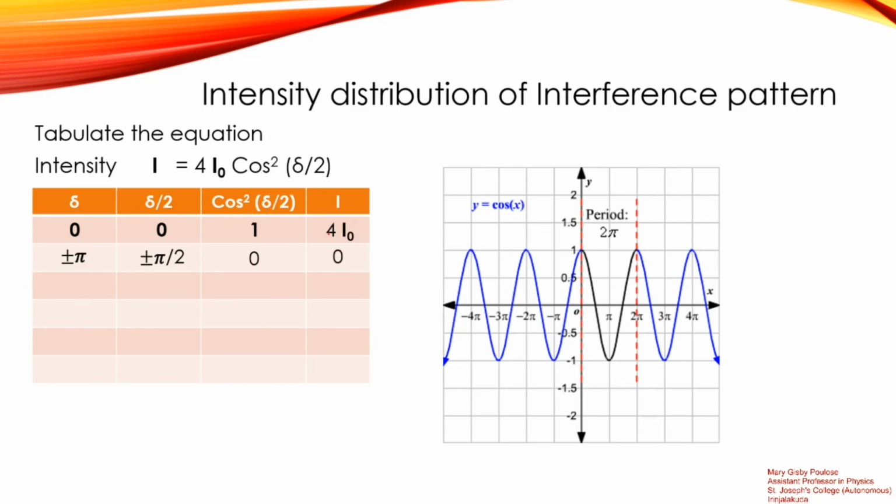I need you to tabulate the column for phase difference values of plus or minus 2 pi, plus or minus 3 pi, plus or minus 4 pi, and plus or minus 5 pi. Try to calculate it, pause the video, do the mathematics, and after that you can continue watching.